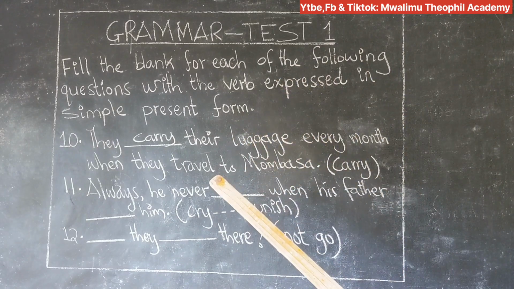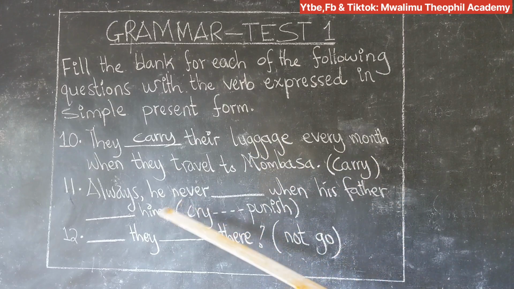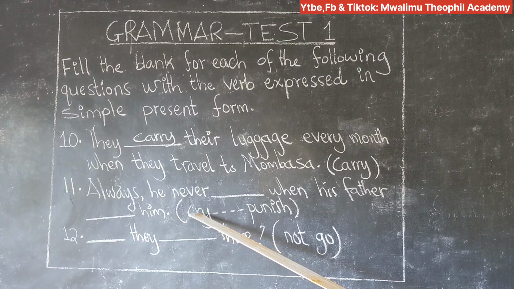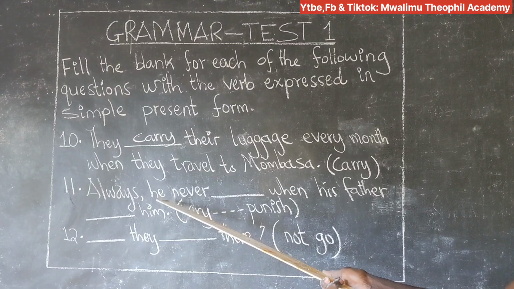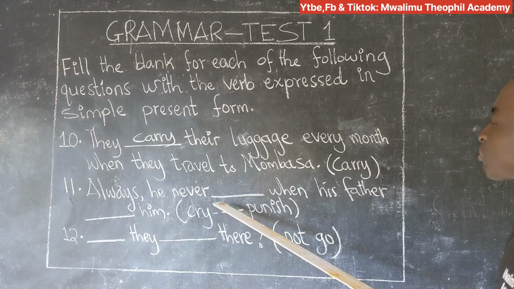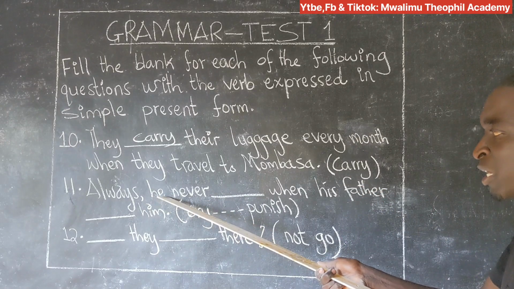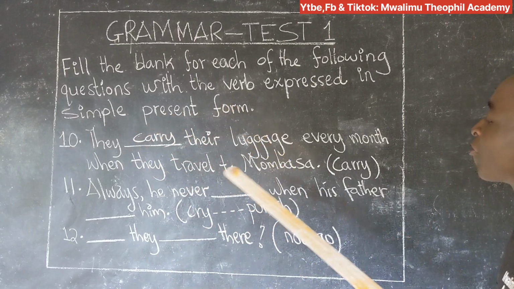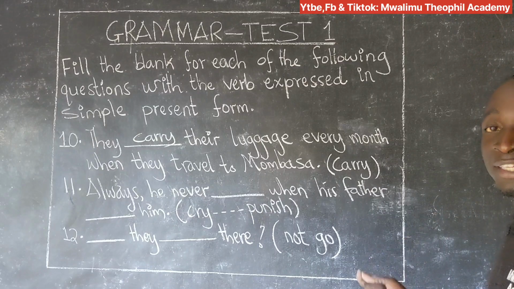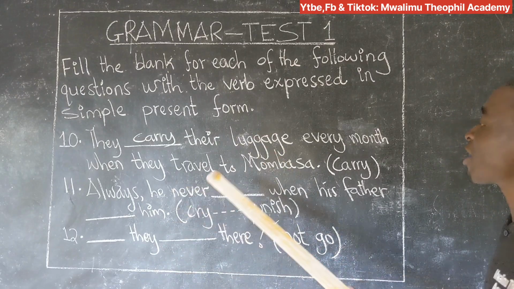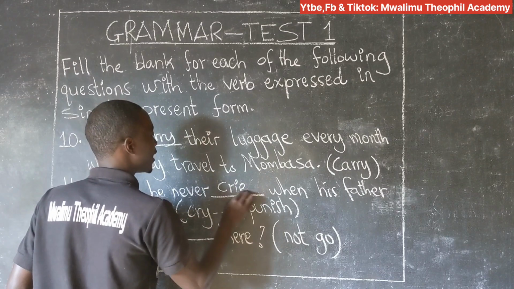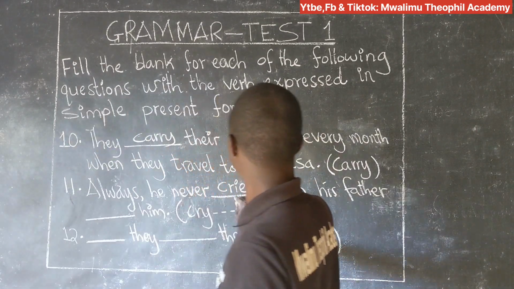Let's go to question number 11. It states that always, he never dash when his father dash him. We have two verbs in brackets. We have a verb to cry and a verb to punish. So, in the first blank, we're going to conjugate a verb to cry, and in a second blank, we are going to conjugate a verb to punish. The sentence is a negative sentence, as we find that it has never. So, never can be used in place of does not or do not. Now, as we have a subject which is he, we've agreed that a sentence which is in simple present form, a verb is expressed by adding s or es or ies depending on the nature of a verb. Now, a verb to cry here becomes cries. He never cries. We omit y and we add ies.